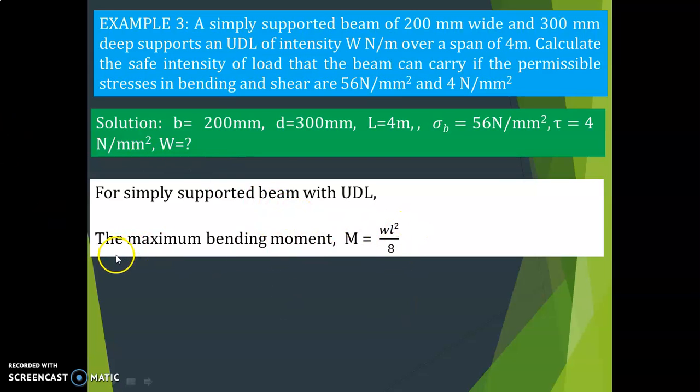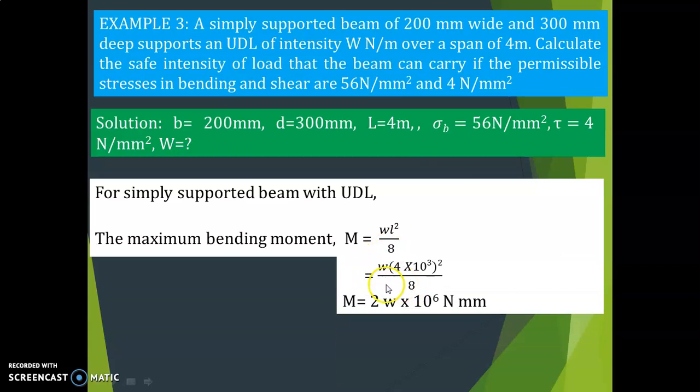So one of the conditions is here, that is UDL, simply supported beam with the UDL. That formula is M is calculated by using the formula WL square divided by 8. So W we have to calculate into L square. L square is 4 into 10 raised to 3 square divided by 8. So you get M is equal to 2W into 10 raised to 6 Newton millimeter, because this is moment.